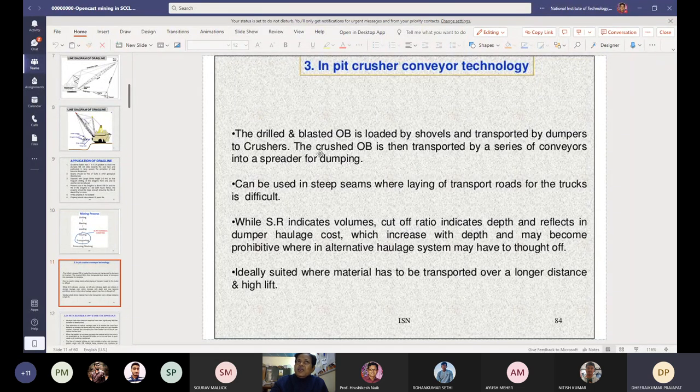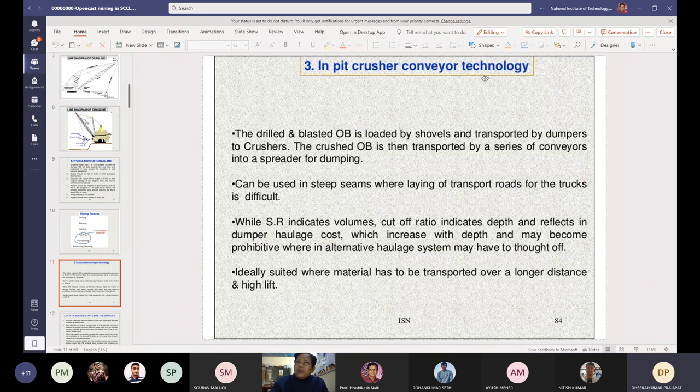Then the crusher will crush the overburden to the required size. After that, it will be loaded onto the belt conveyor system, and the belt will transport the material to a spreader, so that the overburden material can be spread on the dump site. On the dump site, there is a spreader, so the material can be spread on the dumping yard.